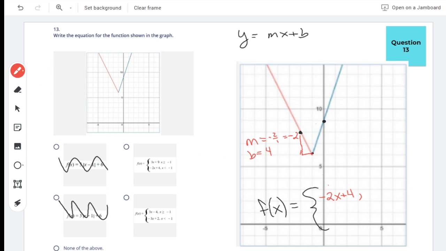Now for our blue line, I'm going to do the same thing. On the blue line, it's a positive slope because it's rising. I can see that it's rising by 3 and running by 1, so it's a slope of 3 over 1, or just 3. And that y-intercept is right there on the graph for us, super nice, at 9. So the equation here, the mx plus b, would be 3x plus 9. And then we put a little comma because now we have to describe our domains.